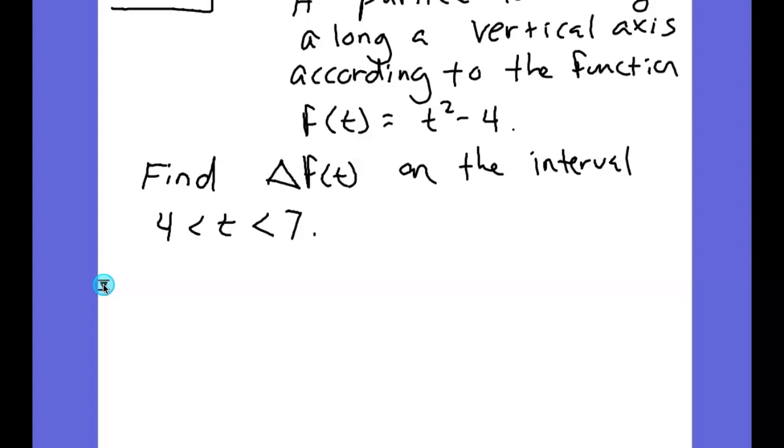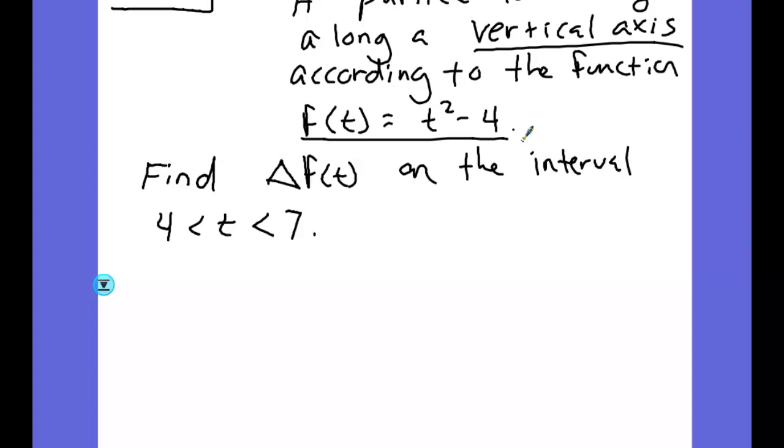So it says a particle is moving along a vertical axis. That's important to pay attention to. According to the function f of t equals t squared minus 4. Now what this means is that you can find the position at any time by just plugging in the time. Now, this problem is asking me to find delta f of t. Now f of t is just another way of writing the s, right? So I want to find my change in position on the time interval of 4 to 7.